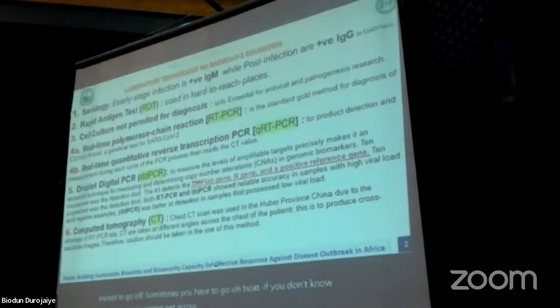Then cell culture was primarily used for research to detect the pathogenesis of the organism and to do further research on it. So that one was not feasible too. Then you now go to the real-time polymerase.